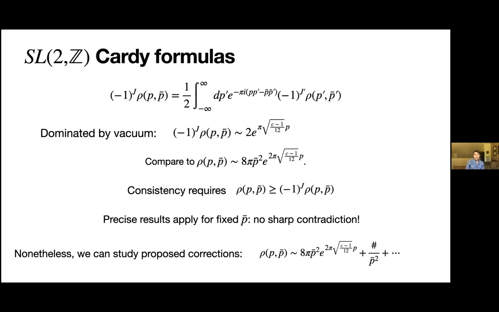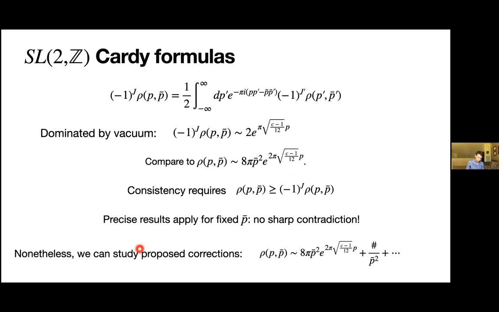Okay, so the first statement here is that these rigorous results really apply at fixed p-bar, so we don't immediately have a sharp contradiction. And if you try to take a simultaneous limit where you take p-bar to 0 and p to infinity at the same time, then it's really hard to bound what the corrections look like, and it's very hard to make any rigorous results.